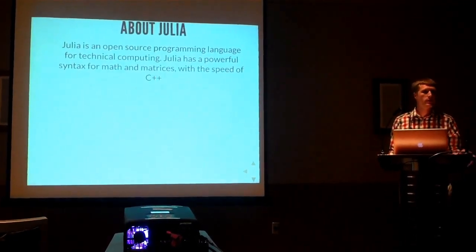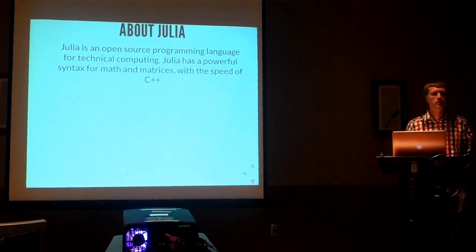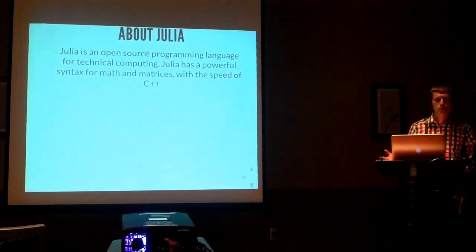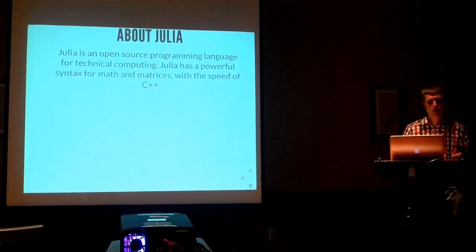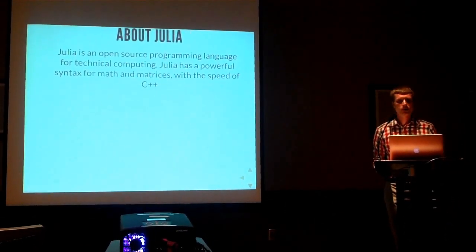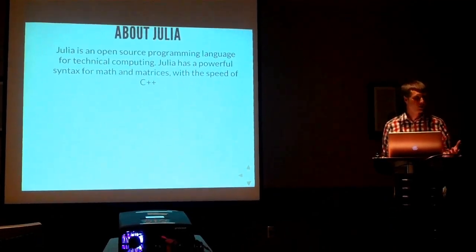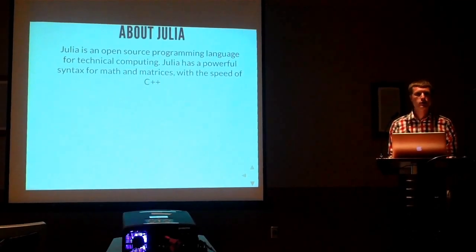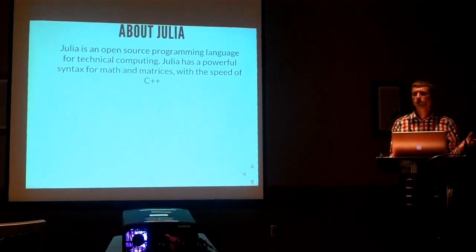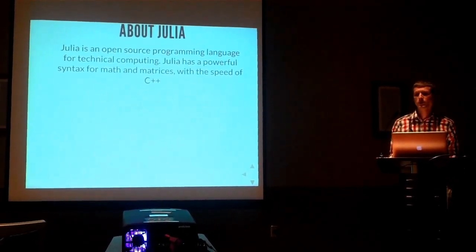The main differentiating factor about Julia is its speed. Without doing anything special, without having to work at a low level like you would with C or C++ or even Fortran, you get performance that's very close to what you'd expect out of C++. In fact, on many benchmarks, it approaches or even matches the performance of C++.